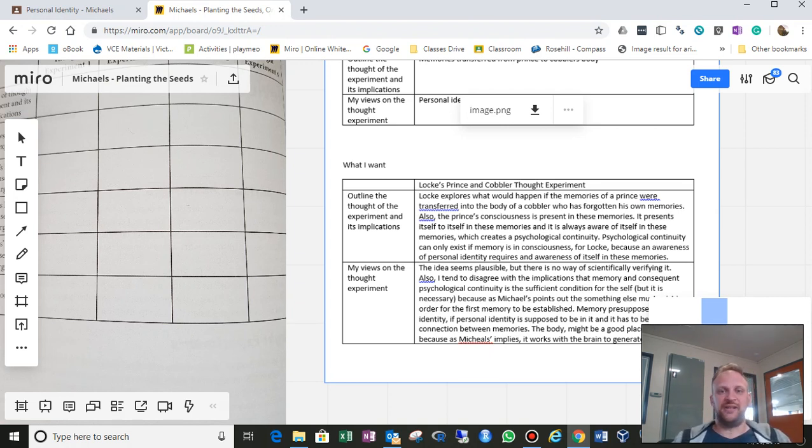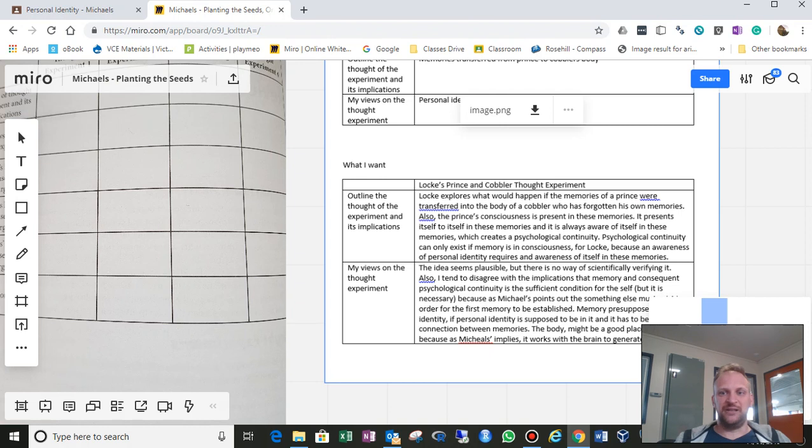So I said, what would I really want? I'd want something like this. Locke explores what would happen if the memories of a prince were transferred into the body of a cobbler who has forgotten his own memories. Also, the prince's consciousness is present in these memories. It presents itself to itself in these memories, and it is always aware of itself in these memories, which creates a psychological continuity.